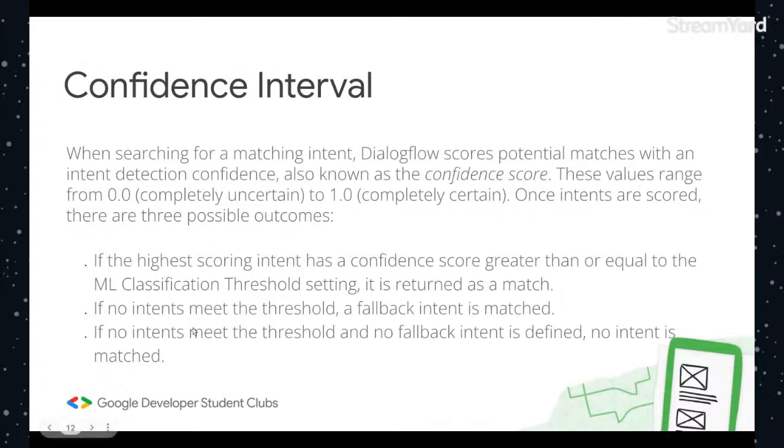If the intent is matched with a score greater than the threshold, then it is returned as a match. If no intents are matched, then the default or fallback intent, which I mentioned a few minutes ago, would be returned. Or if there are no fallback intents configured, then you won't get any response.